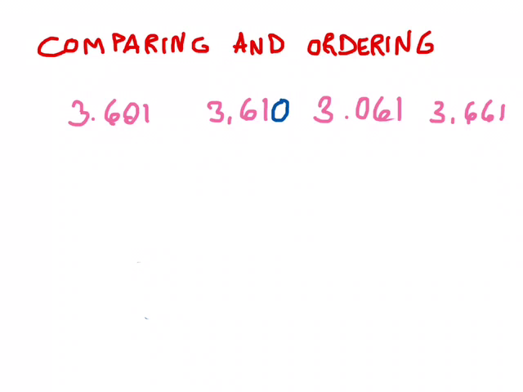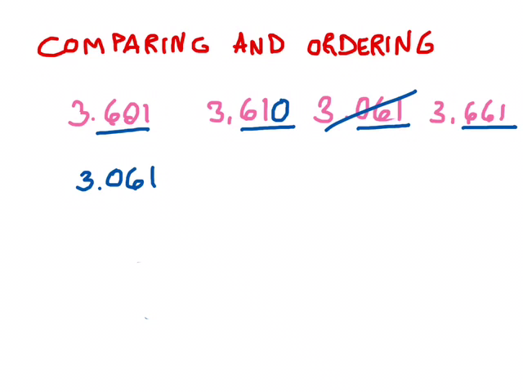I see that I have 601, 610, 61, and 661. So in order from least to greatest, 61, all the others have 600 thousandths. 61 has 0 tenths compared to 6/10 in all the other situations. So that's got to be the smallest. 3 and 61 thousandths is the smallest.